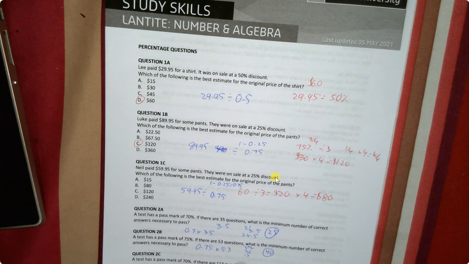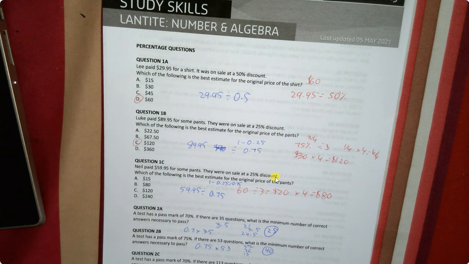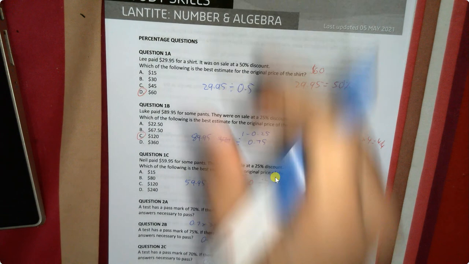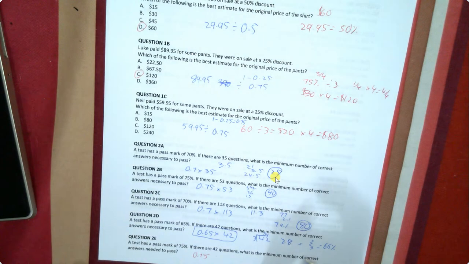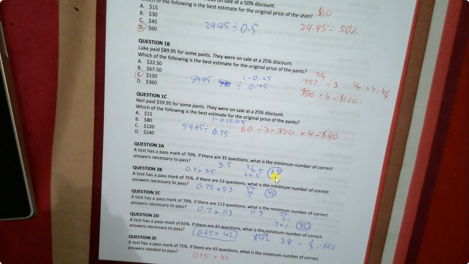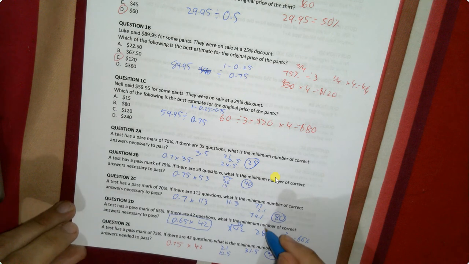Obviously, use your calculator. Same for this last one, 0.75 times 42 gets you your answer in one hit. Yeah, the actual answer would be 3/4 of 42. Half of 42 is 21. Half of that is 10.5. So I need 3 lots of 10.5, which would be 31.5. So I think about 32 will get you the right answer. Okay.